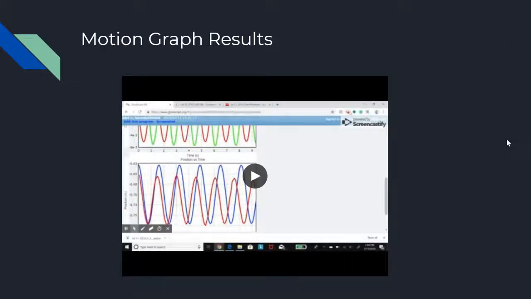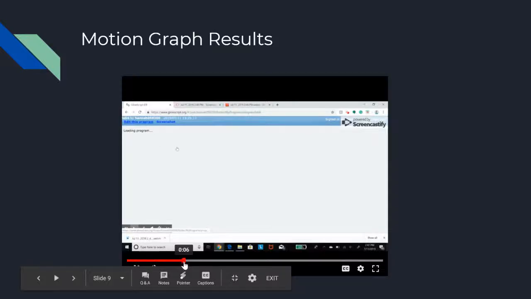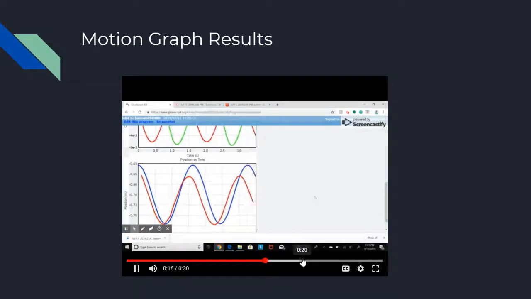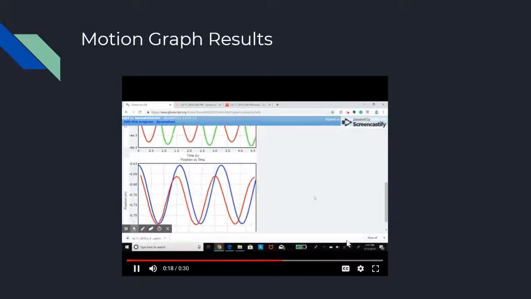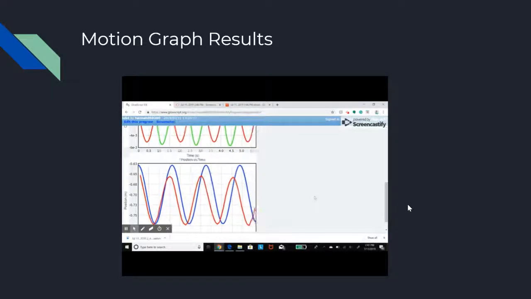This is the result of the Python code for the position versus time graph for the computer model. The prediction model is in blue, and the observed data is in red.